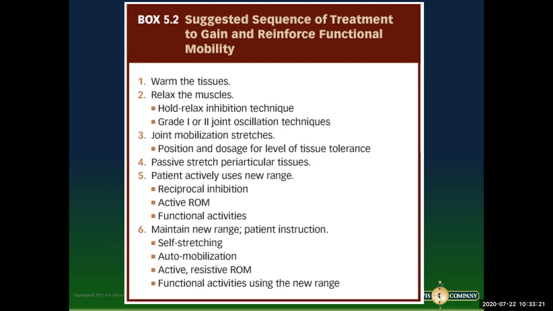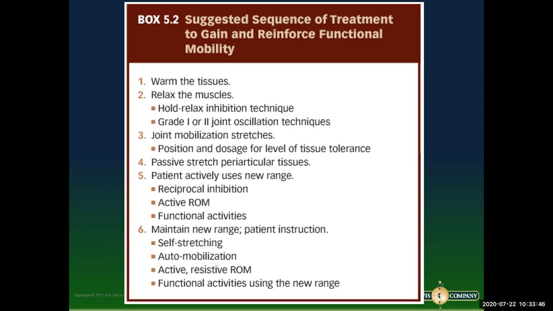And that's why a lot of times if you see PTs doing grade five mobs, they'll do a lot of grade two mobs before they get to that grade five, whereas a chiropractor will just kind of pop. A PT will do a little bit to warm up the tissue and then say, okay, take a deep breath in, take a deep breath in, and let it out, wham! And they get that pop going on and they kind of use that inhibition technique to help with it.